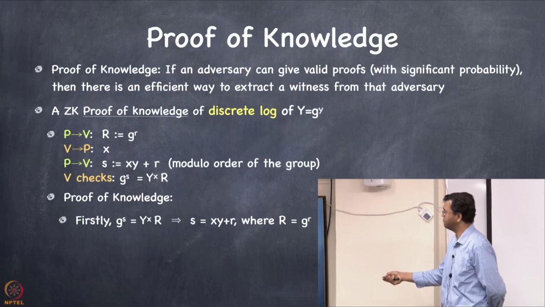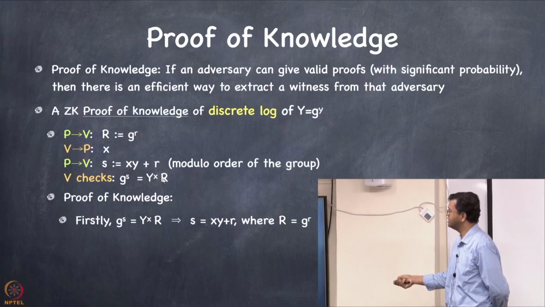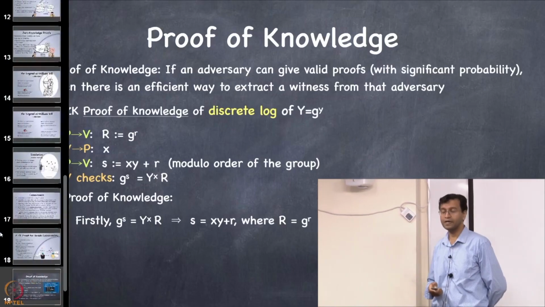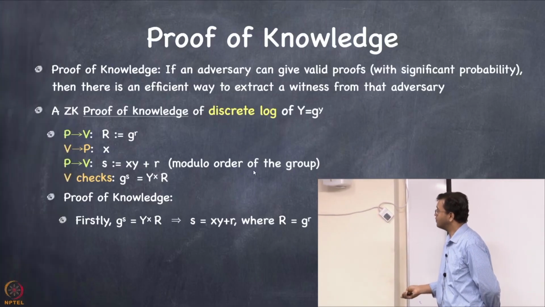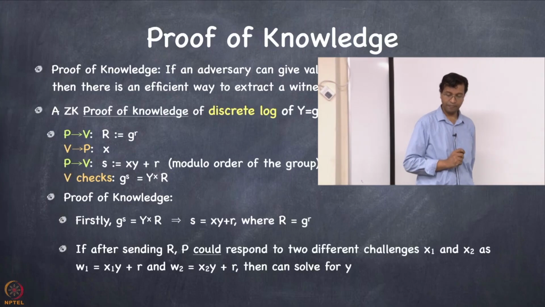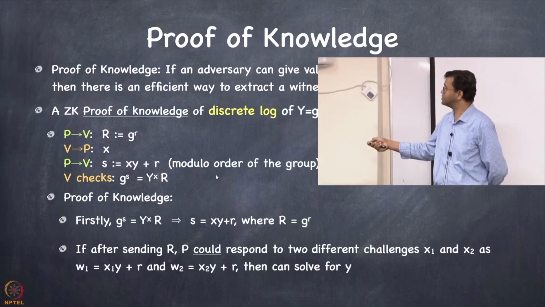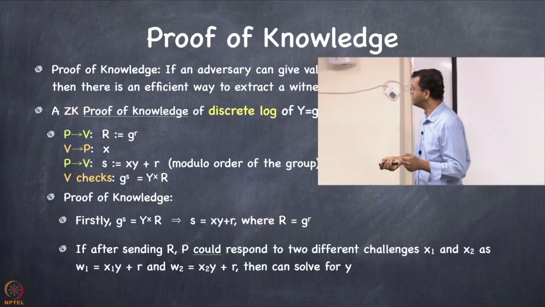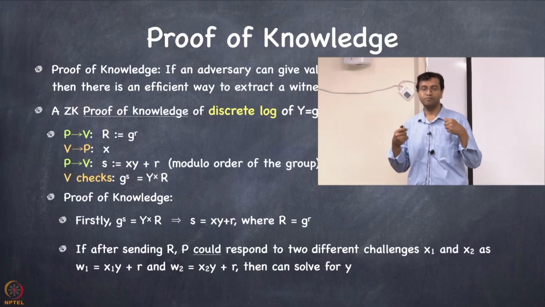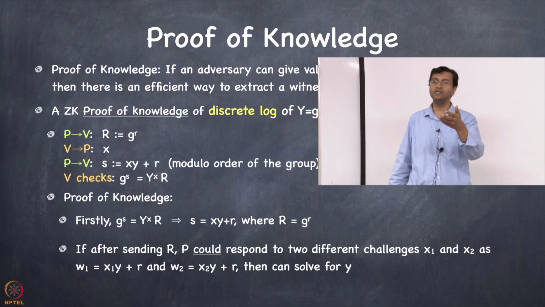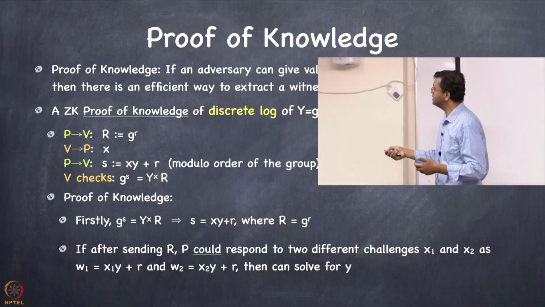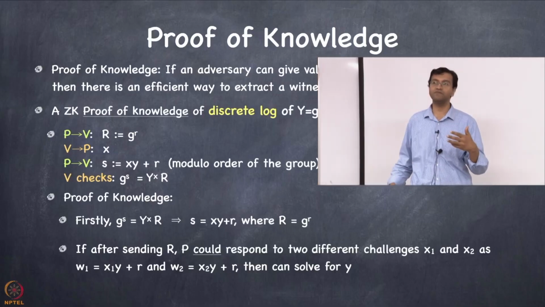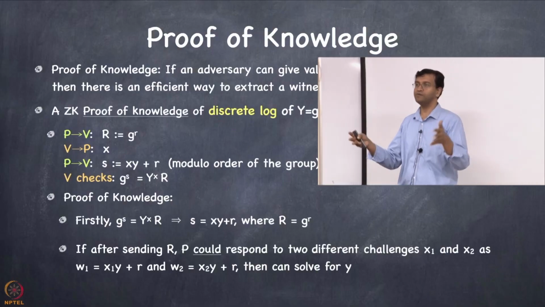So as I said already, by verifying this equation, you are verifying that s is indeed xy plus r, where that little r is defined as the discrete log of capital R. Now imagine, so first the prover sends you this capital R, and as a verifier I could have sent you any x, right? And imagine, so if you only could answer one of these x's, your chance of convincing me is negligible. The group is very large, this x is coming from a large space. So to have some reasonable probability of convincing me, there should be a good fraction of x's on which you will be able to answer.